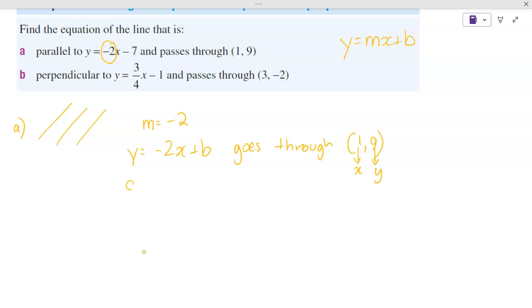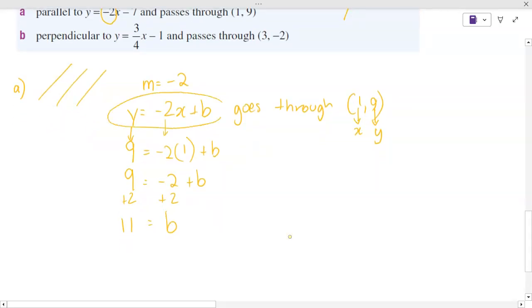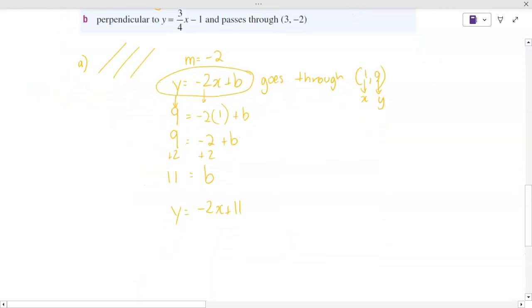So if I place it into my equation, where the y is, it becomes a 9. The minus 2 will stay there, times my x. My x is that 1, plus b. And this will allow me to find out what b is. So 9 is equal to minus 2 plus b. Let's get rid of the 2. Plus 2, plus 2, I get 11 is equal to b. I'm going to put that back into that equation and get y equals minus 2x plus 11. And that's my answer. Quite simple. Okay, that was A. Let's have a look at the second part.